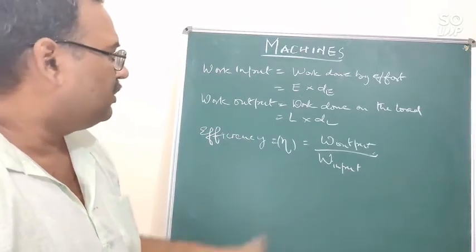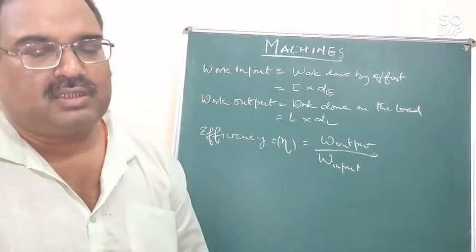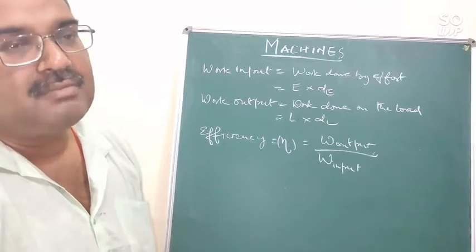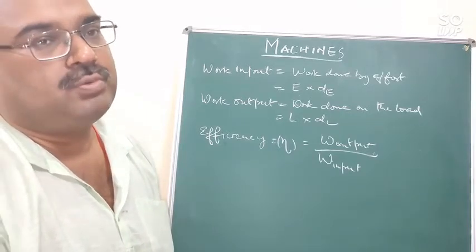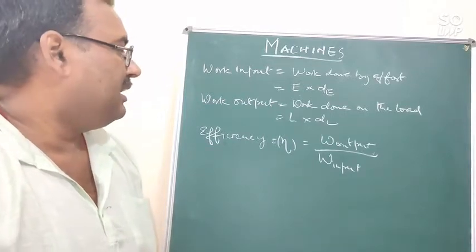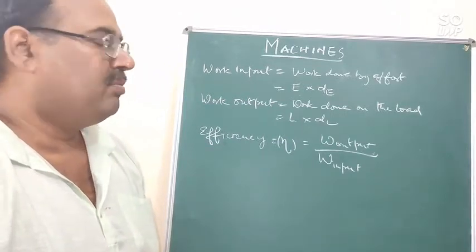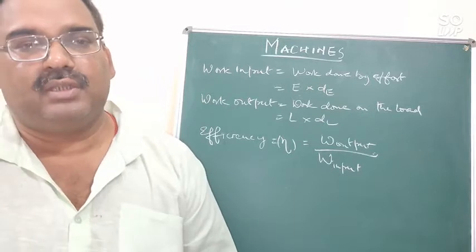The next term is work output. Work done by the machine on the load is known as work output. That is represented by work done on the load by the machine, L into DL.